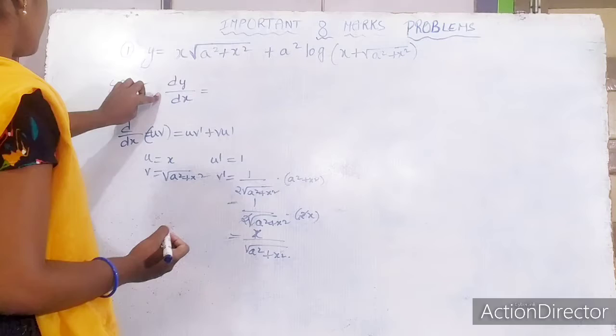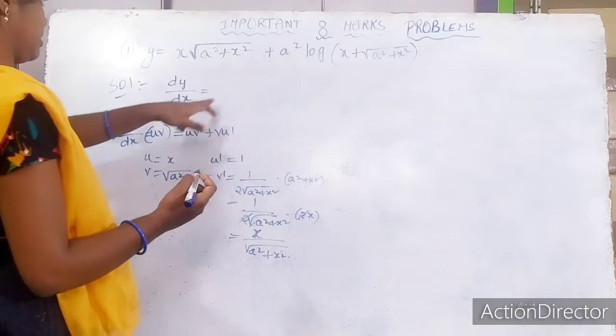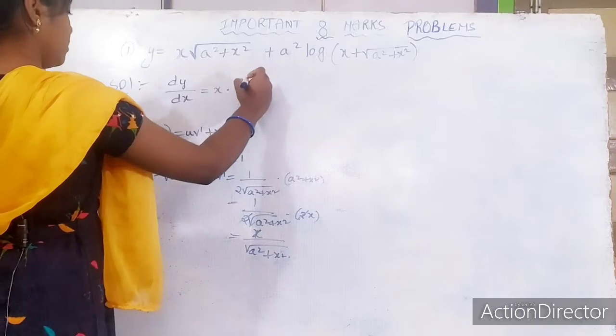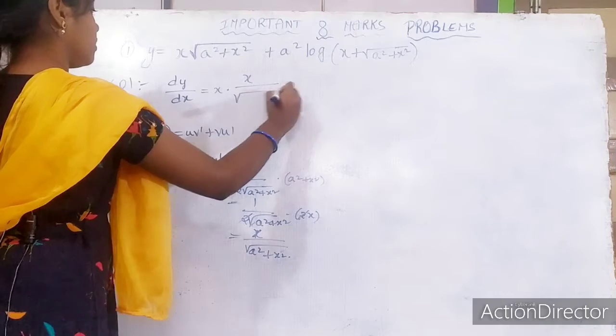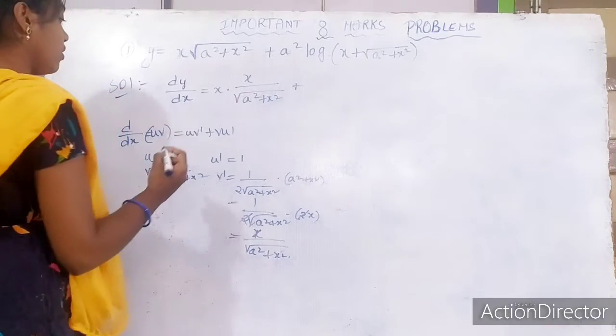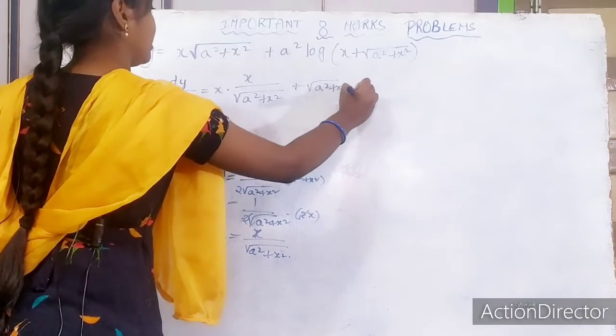We apply the uv derivative for this x root of a square plus x square. So u v dash, that is u into v dash, x by root of a square plus x square, plus v u dash, that is root of a square plus x square into 1.